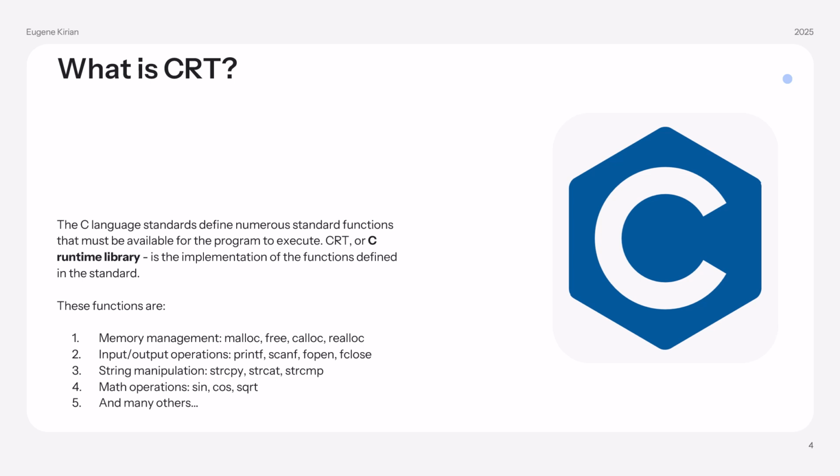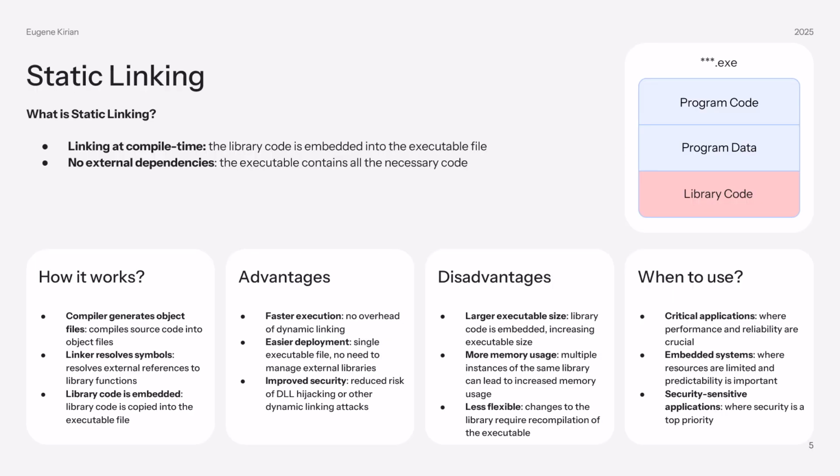The C Runtime library, or CRT, provides the implementation of standard functions defined in the C language standards. These functions are required for program execution and include memory management functions like malloc and free, input-output functions like printf and scanf, string manipulation functions like string copy and string concatenation, and various mathematical operations such as sine, cosine, and square root. These are just a few examples of the many functions that make up the CRT. Understanding the CRT is essential not only for developing programs in C and C++, but also for reverse engineering the same programs.